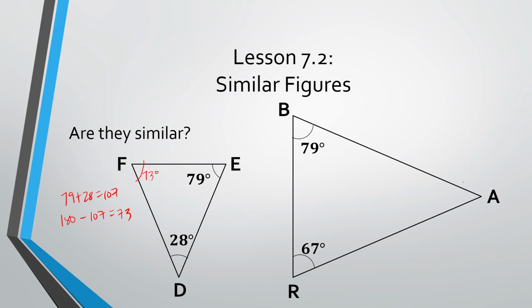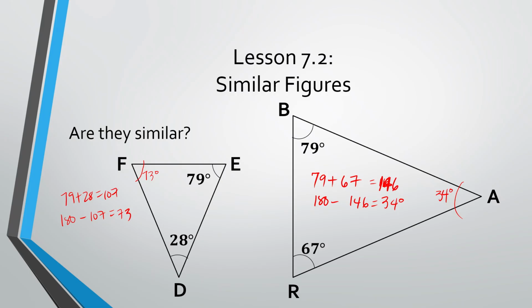But the question becomes, what is the measure of this missing angle on the larger triangle? So you have to add first, 79 plus 67. So we have here 79 plus 67. This is 146. Now, what we are going to do is subtract it from 180. And this time, this will become 34 degrees.